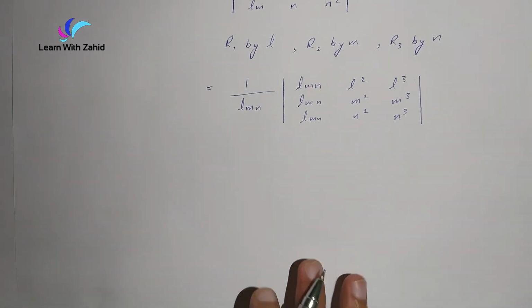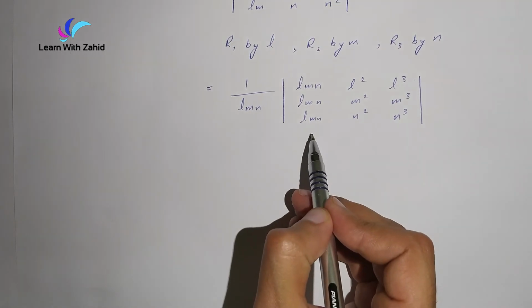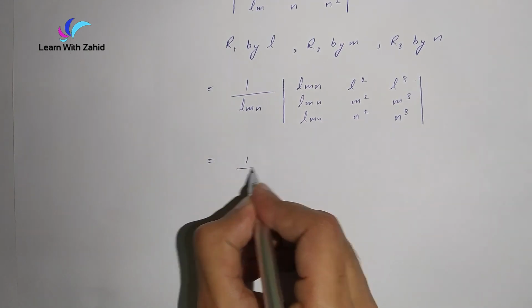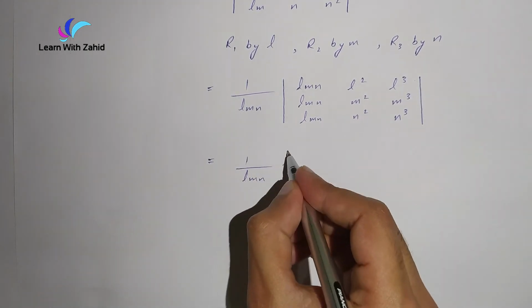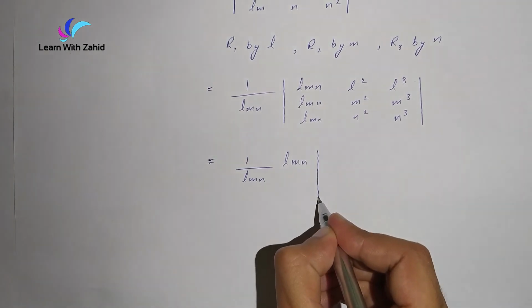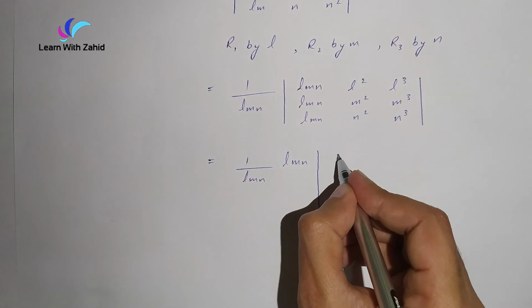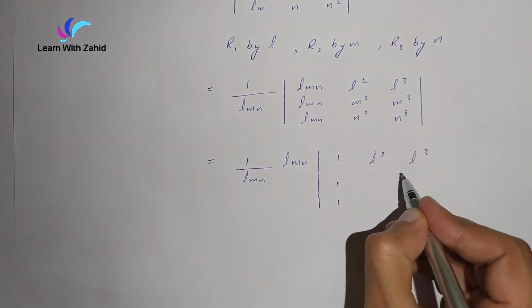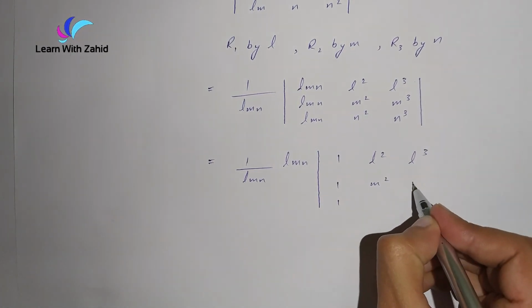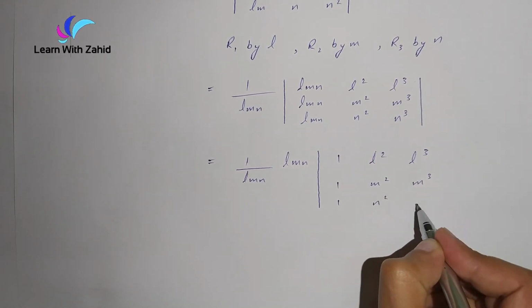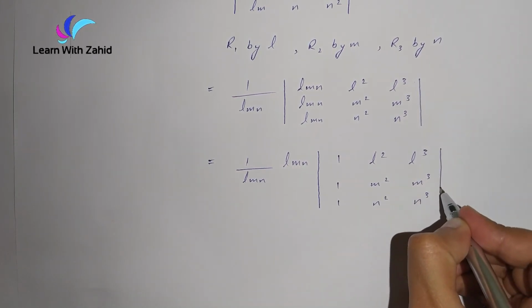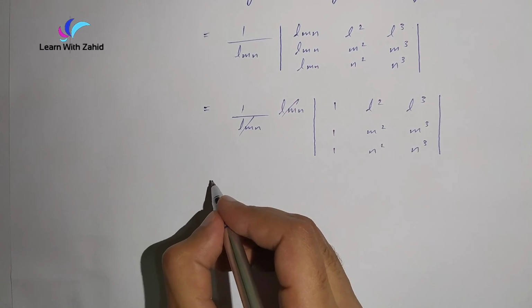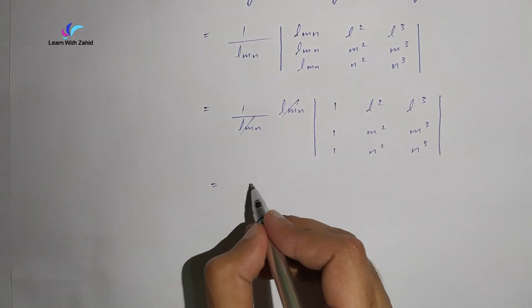Now, taking L, M, and N common from column 1, we will have here 1, 1, and 1, and L square, L cube, M square, M cube, N square, and N cube as it is. So these terms will cancel out, and the remaining is our right hand side. This remaining term is our right hand side.